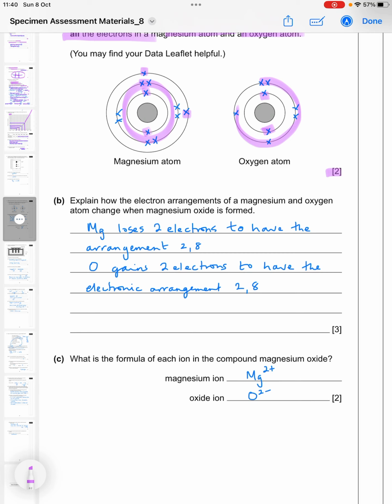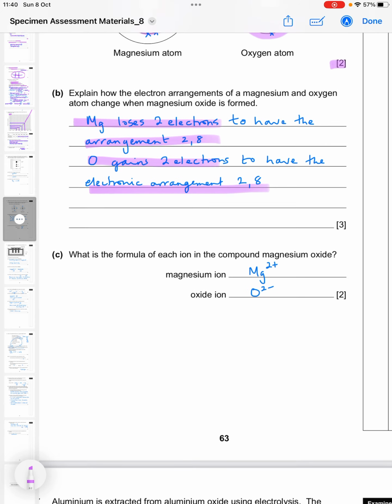Explain how the electron arrangements of a magnesium atom and an oxygen atom change when magnesium oxide is formed. You're making a point about each of them, what's happening with their electrons, and then what their electron arrangement actually is at the end. Magnesium is losing 2 to have the arrangement 2, 8, and oxygen is gaining 2 electrons and it will also have the electronic arrangement 2, 8. So 3 marks in total there.